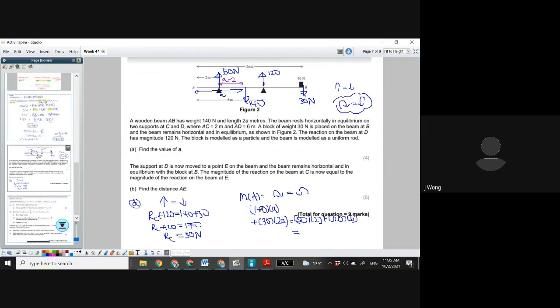So on the left-hand side, you have 140A plus 60A. That will give you 200A. You have 100 plus 720. So 200A plus 820 equals 820, so you have A equals 4.1. All right, so that will be part A.